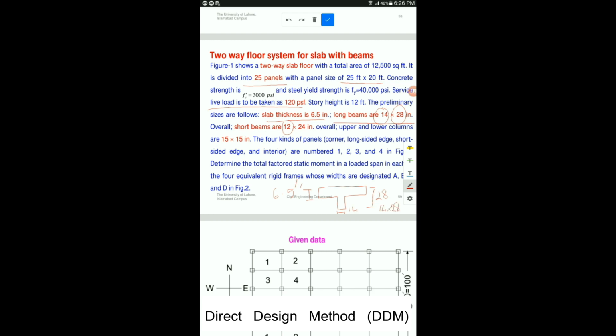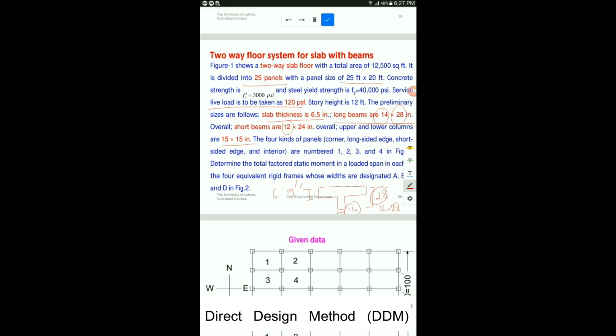The short beams are 12 by 24 inches. 12 is again the width instead of 14. For the short direction beam it will be 12 and 24 instead of 28. In the short direction the depth is 24 inches. Overall, upper and lower columns are 15 by 15 inches. All the column dimensions are 15 by 15. The four kinds of panels, corner, long, short, edge and interior, are numbered 1, 2, 3 and 4.